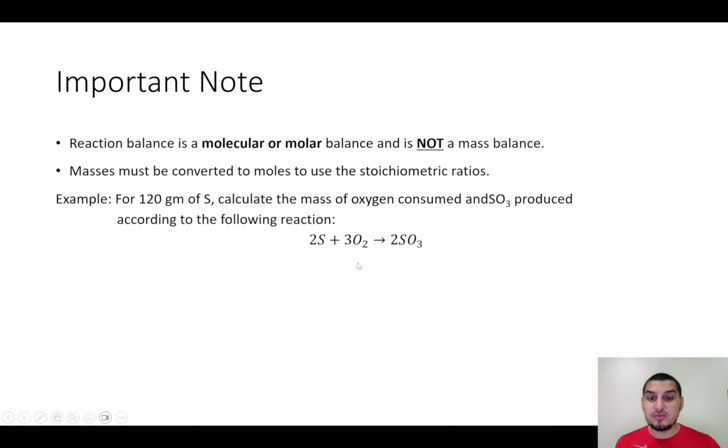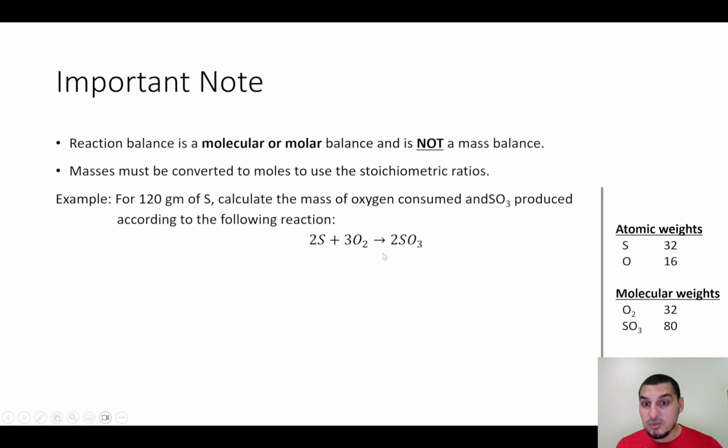For example, if we know that this reaction takes place of sulfur reacting with oxygen producing sulfur trioxide, and that the mass of sulfur that is consumed is 120 grams, and we need to calculate the mass of oxygen consumed and the mass of sulfur trioxide that is produced. So we cannot say that the ratio is 2 to 3 to 2, so we have 120 and do what we did in the previous slide. It's not possible.